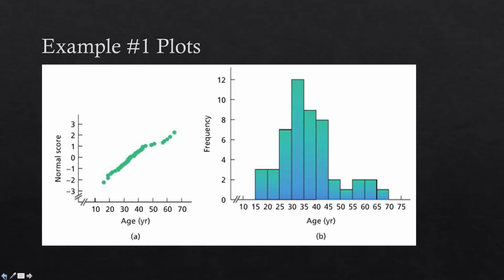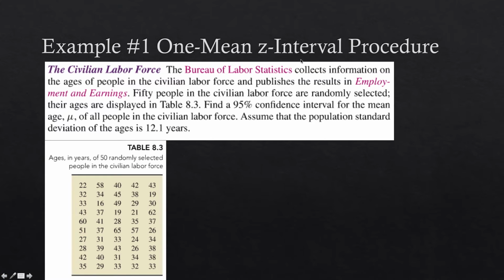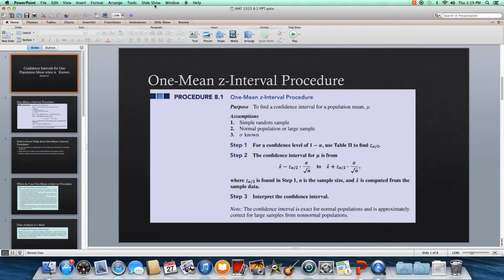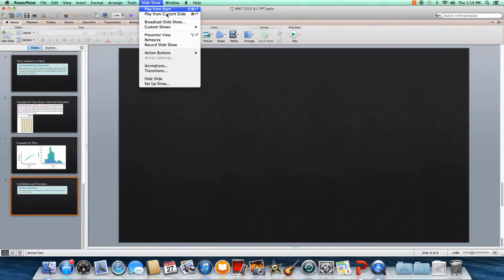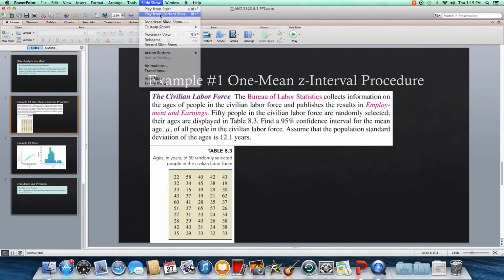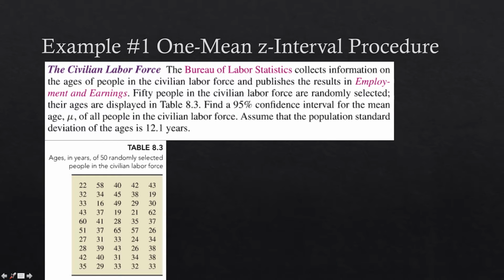All right, so let's go back. Now that we know it's viable and we can use the one mean z-interval procedure, we can go about using it. So step two now. Your book would call this step one, but I call it step two because looking at those graphs is step one to me. Step two, sorry about that. Computer is going haywire. Excuse me, folks.